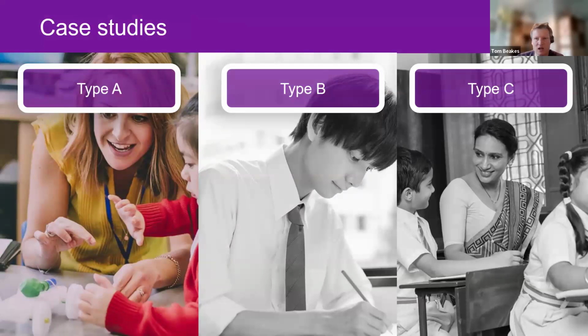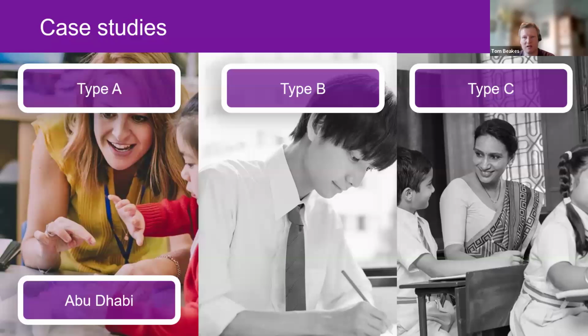So let's imagine we've got a Type A classroom. This is a school in Dubai, based near a multinational company headquarters, and there are students from all across the globe, from first language English speakers to speakers of all kinds of languages. The school operates a British curriculum, and the staff are mainly recruited from English-speaking countries.